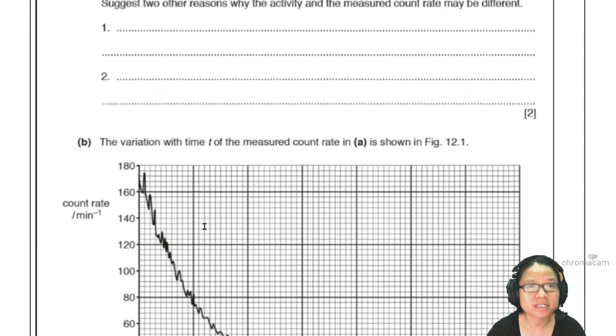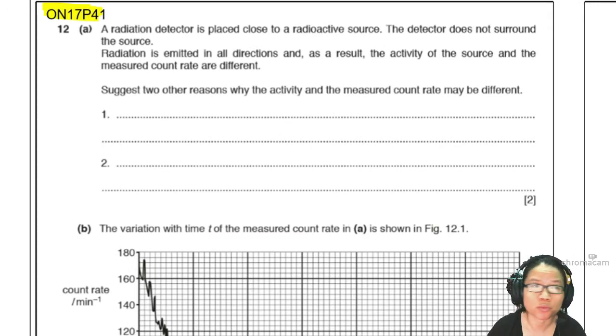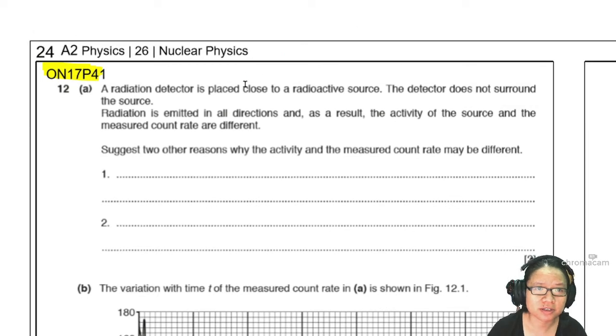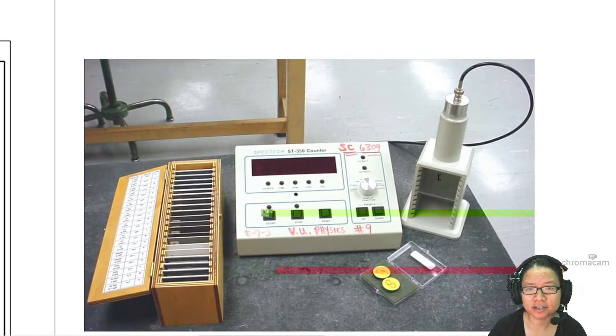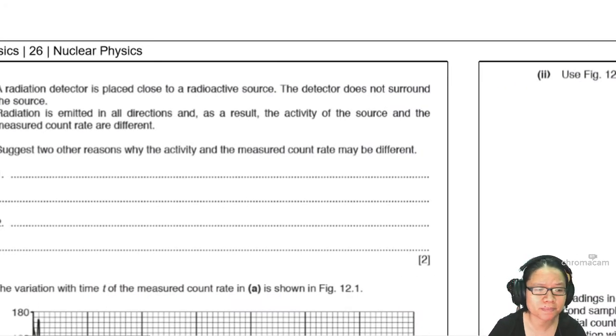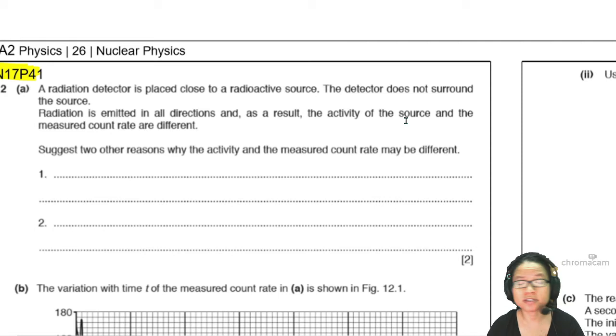Let's start off with the question first. This question is from Winter 17, paper 41. A radiation detector is placed close to a radioactive source. If you think back about the picture that I've shown you just now, this is the radiation detector, and we're going to put the source here. We register the counter and allow the sample to sit inside there maybe for a few hours. The detector doesn't surround the source.